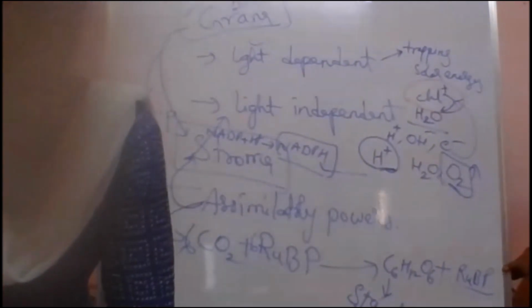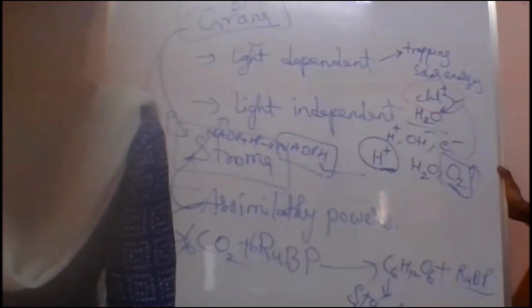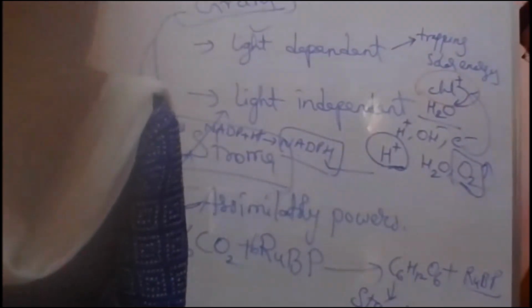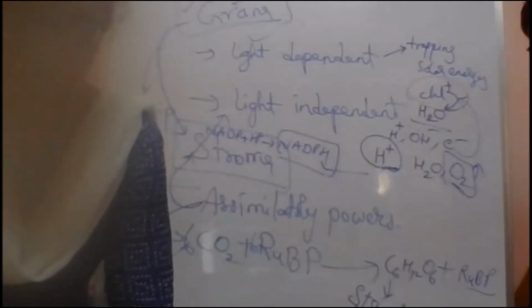Okay, and thylakoid membranes are grana. The colorful part of the chloroplast is called grana. What are the colorful parts? Thylakoid membranes are the colorful parts. The colorless part is stroma. The colorless part is stroma.